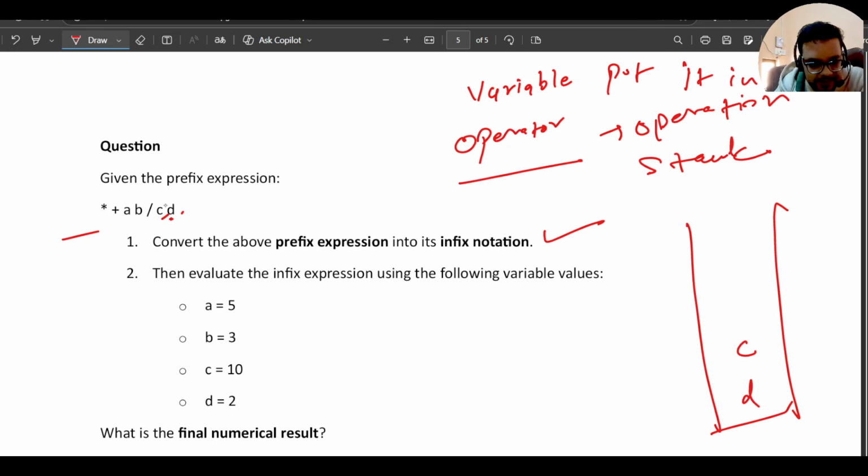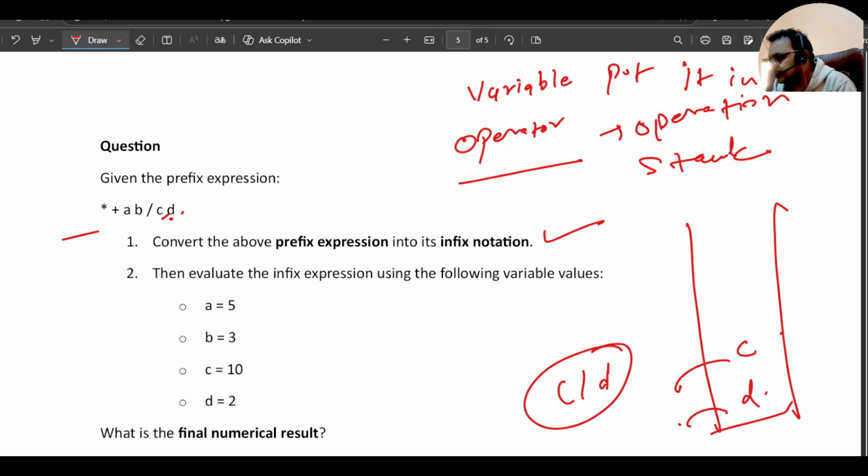Then there is a divide. If it is an operator, we will pop out two variables. So we will pop out D and C, and we will perform the operation. So it will be C divided by D. Now this is our operation, so we will pop out these. Now our stack will be empty, and we will push the result again. So now our stack will hold C divided by D.